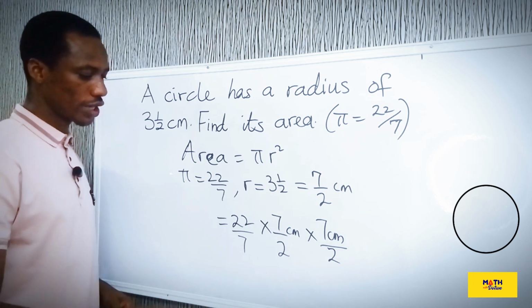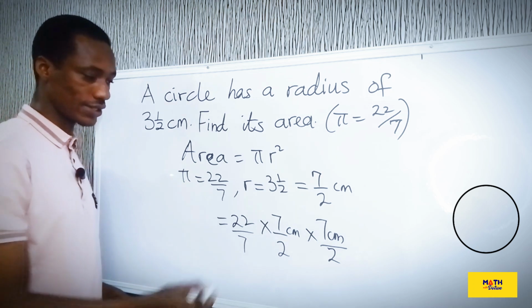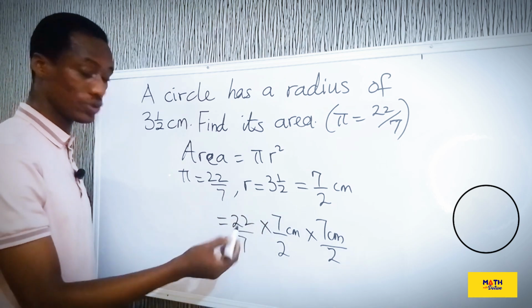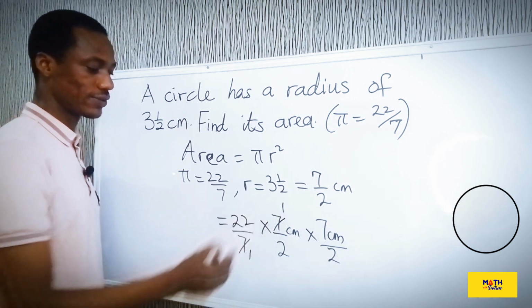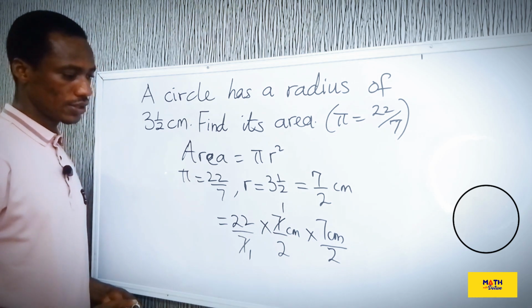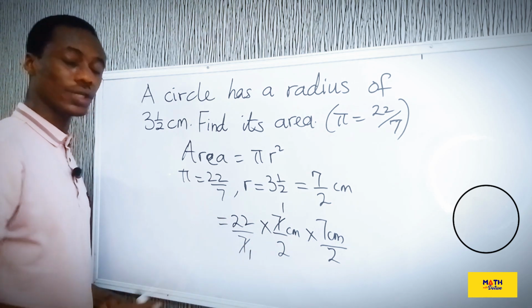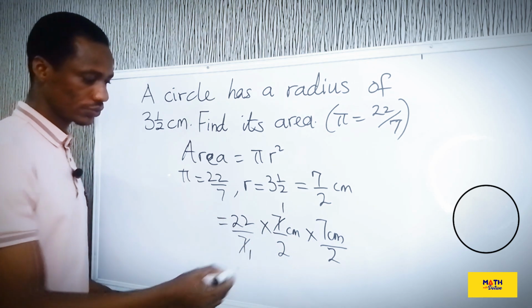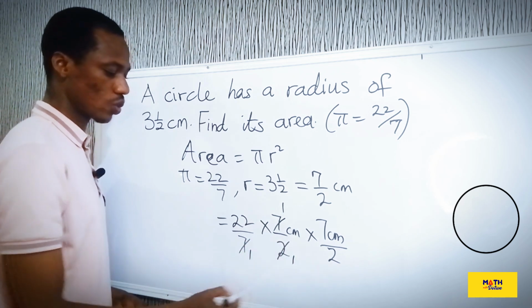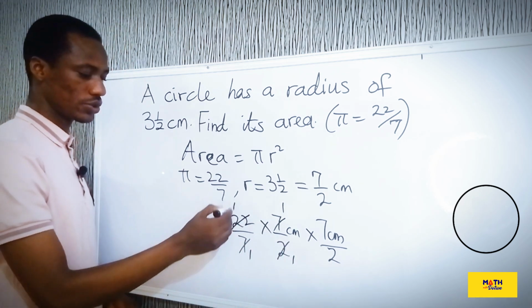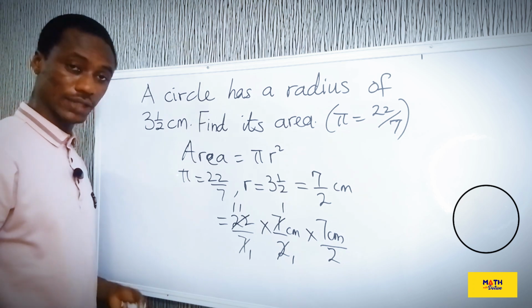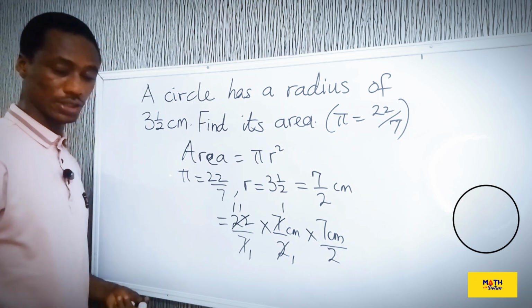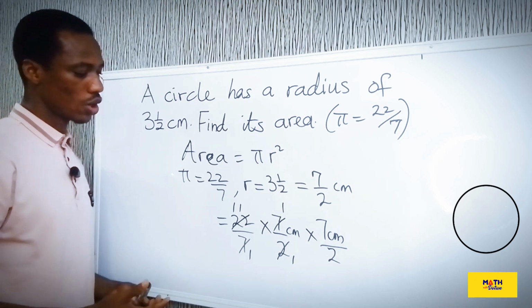Here we have 7 downstairs and 7 upstairs, so that means we can divide. 7 in 7 is 1. We also have 2 here. 2 can go in 22, right? So 2 in 2 is 1, and 2 in 22 is 11. At this point, there's no common factor between the denominators and the numerators.